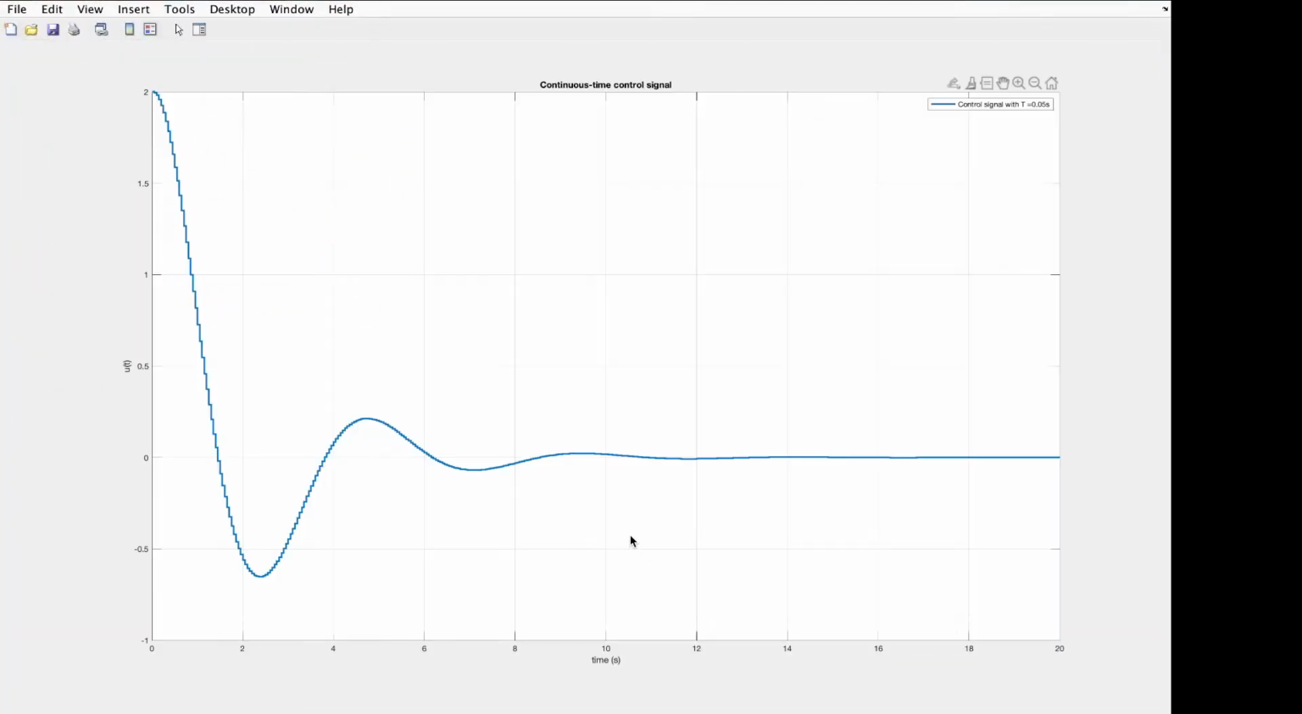So this is the control signal being held constant over one sample period. And you see a little bit of jagginess here. Hopefully you can see that reasonably well. But it's pretty close to what the continuous time control signal would look like.